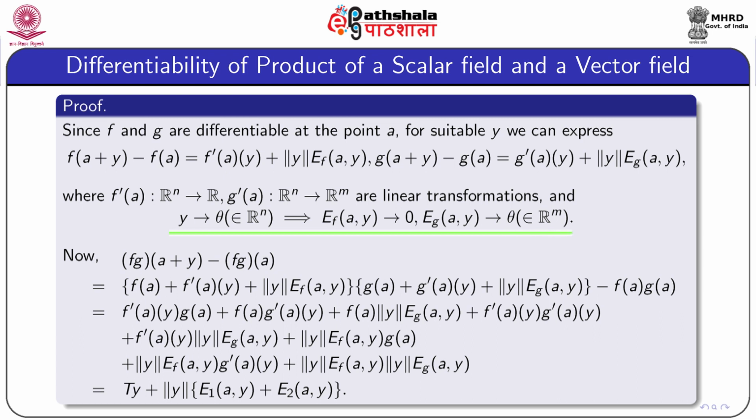Now, we consider the increment of the vector field H. We have H(a+y) minus H(a), that is f g(a+y) minus f g(a). We have written down their values there. So, we have finally 8 terms. Those are f'(a)(y) g(a) plus f(a) g'(a)(y) plus f(a) norm y e_g(a,y) plus f'(a)(y) g'(a)(y) plus f'(a)(y) norm y e_g(a,y) plus norm y e_f(a,y) g(a) plus norm y e_f(a,y) g'(a)(y) plus norm y e_f(a,y) norm y e_g(a,y).